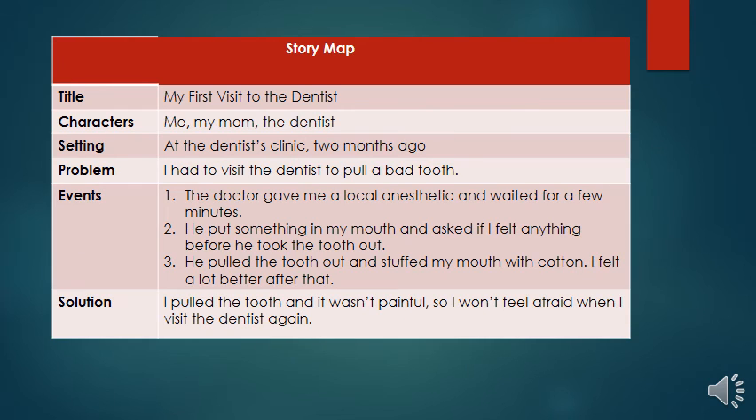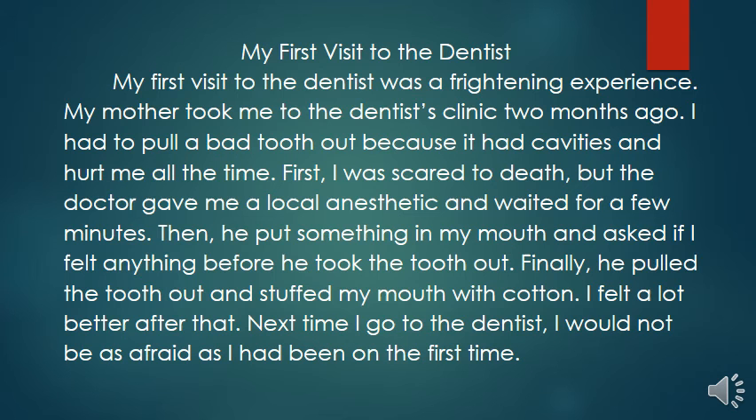Here, I already filled in the story map. I also already wrote the prompt. My first visit to the dentist was a frightening experience. My mom took me to the dentist's clinic 2 months ago. So here I stated the characters, I stated the time and the place of the story. I had to pull a bad tooth out because it had cavities and hurt me all the time. This is the problem. First, these are the events now.